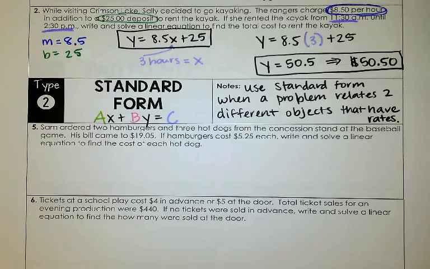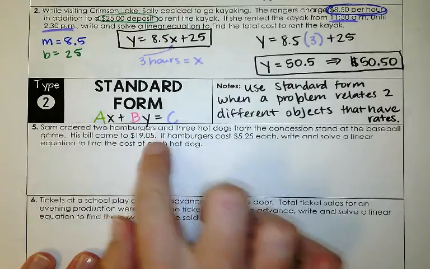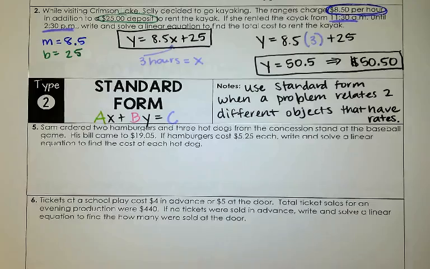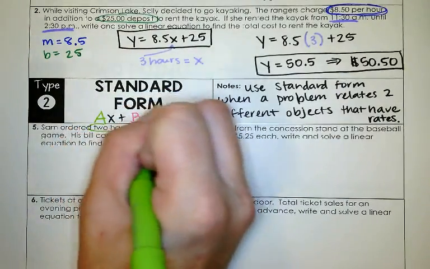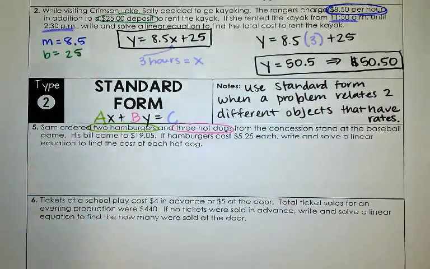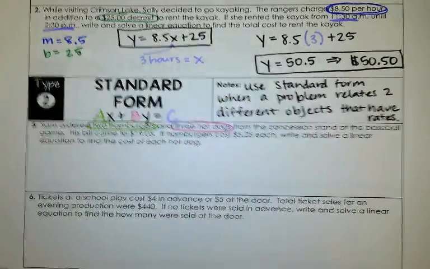Okay. So when we read this problem, it says Sam ordered 2 hamburgers and 3 hot dogs from a concession stand at a baseball game. His bill came to this amount. Okay, this is what we're going to use to write the equation. Then the second part, if hamburgers cost $5.25 each, write and solve a linear equation to find the cost of each hot dog. Cool. All right. So guys, we're going to look here. Sam ordered 2 hamburgers and 3 hot dogs from a concession stand. So we have 2 different objects that we're dealing with.